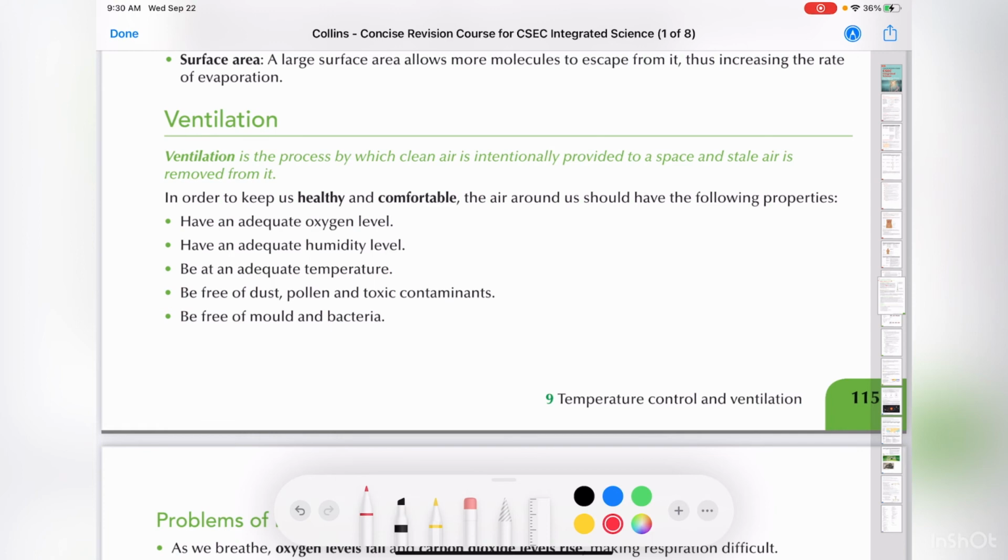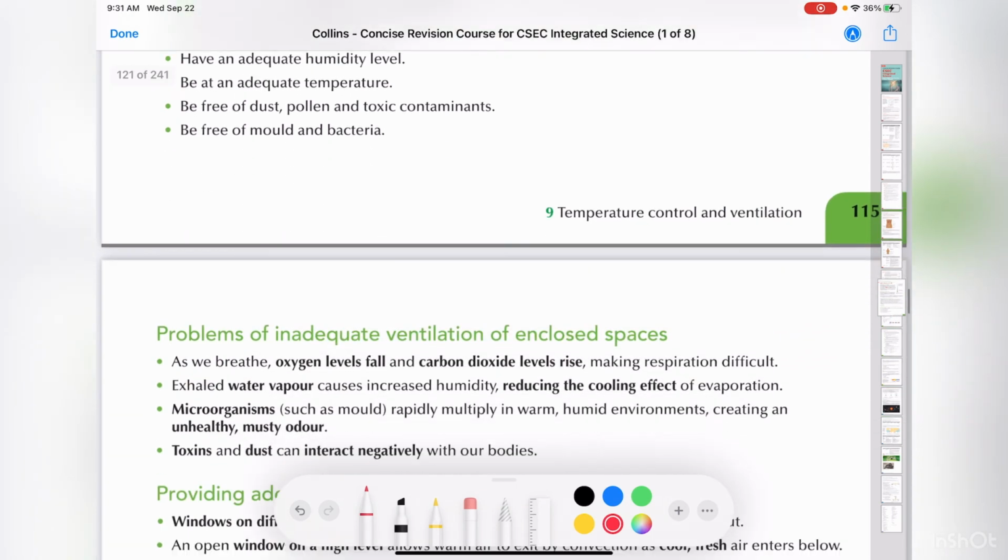Once you have a place that is properly ventilated, we are going to be more comfortable. That is why we say ventilation is the process where clean air is intentionally coming into a place and you are letting the stale air out. By opening up your windows and doors, you let out that stale air and you allow clean, fresh air to enter your room and your surroundings.